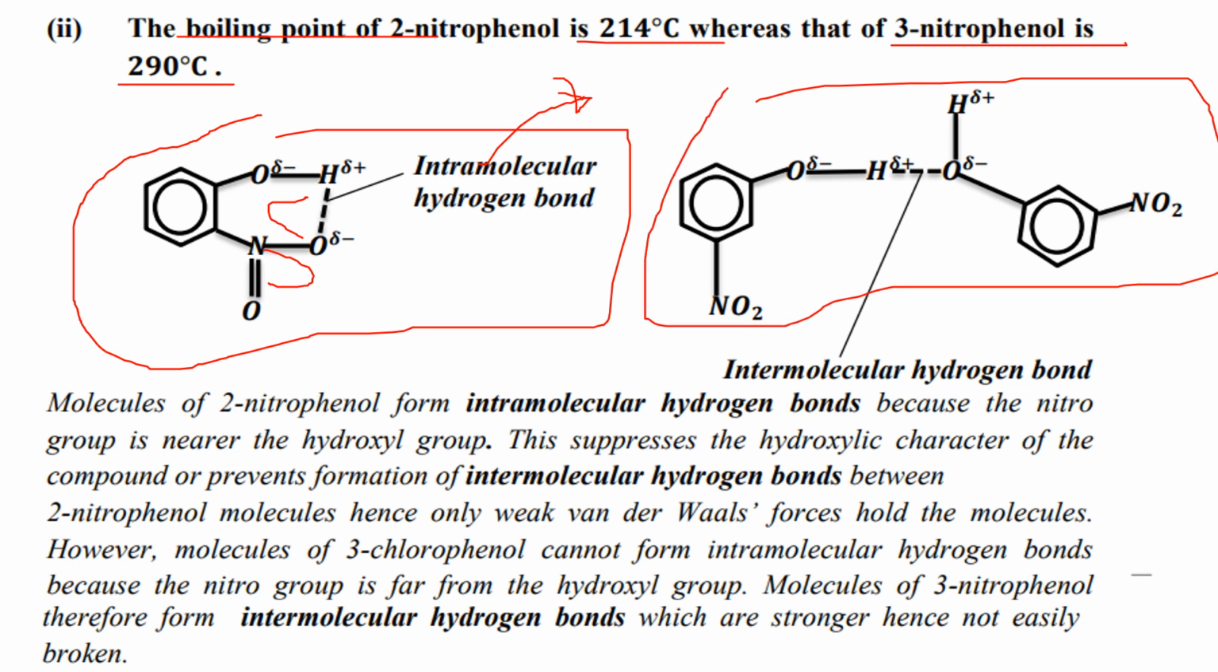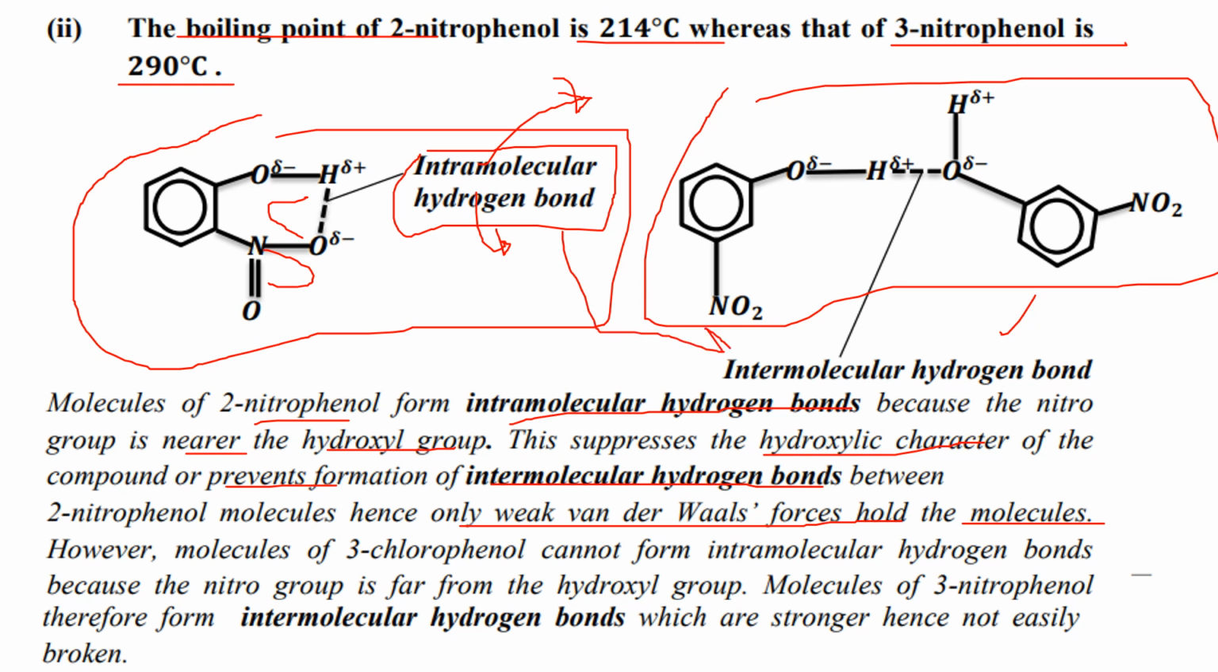So let's look at the explanation. We're going to say that molecules of 2-nitrophenol form intramolecular hydrogen bonds because the nitro group is nearer the hydroxyl group. As a result, this suppresses the hydroxylic character of the compound and prevents formation of intermolecular hydrogen bonds between the 2-nitrophenol molecules. Hence, only weak van der Waals forces of attraction are holding such molecules. Remember that I told you that intermolecular hydrogen bonds are stronger than intramolecular hydrogen bonds. So formation of intramolecular hydrogen bonds leads to prevention of formation of the intermolecular hydrogen bonds, which are the strongest.